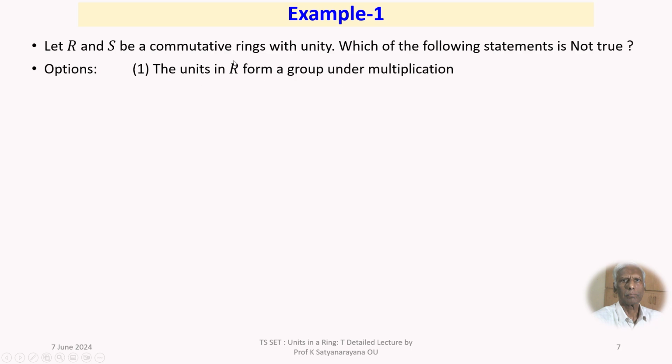This is true. Second, every non-zero element of R is either a unit or a zero divisor. This is not true. This is true only in Zn. And we have given an example.